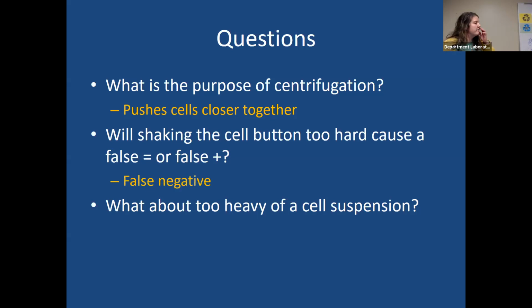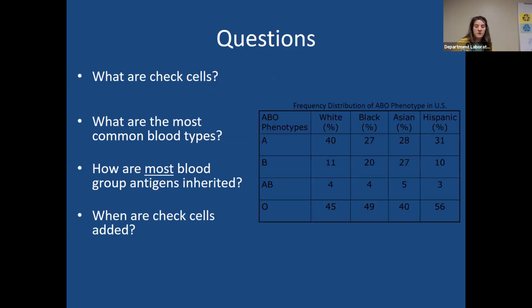What if you had too heavy of a cell suspension? What's in your cell suspension? That's where your cells are. That's where your antigen is. So if you have too much antigen, what is that? That's a false negative. So you really have to ask yourself, where is my antigen and where is my antibody? Both too much antibody and too much antigen will cause false negatives.